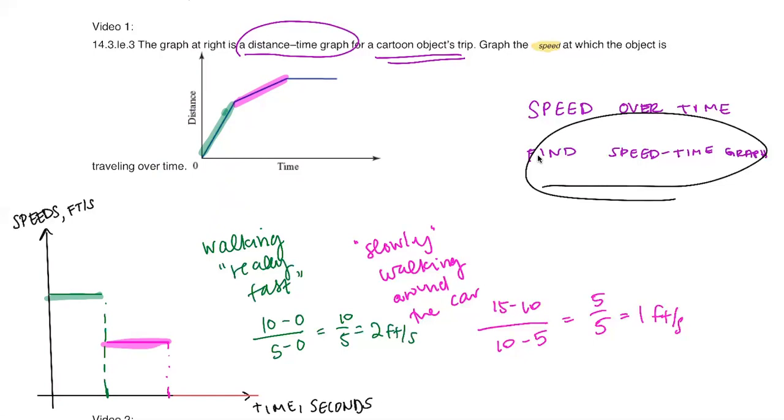And then once we got into our car, we just sat in our car for some length of time. And that's why the salmon was on the horizontal axis, because if we just sat still, we're not changing our distance at all. Our speed is 0.